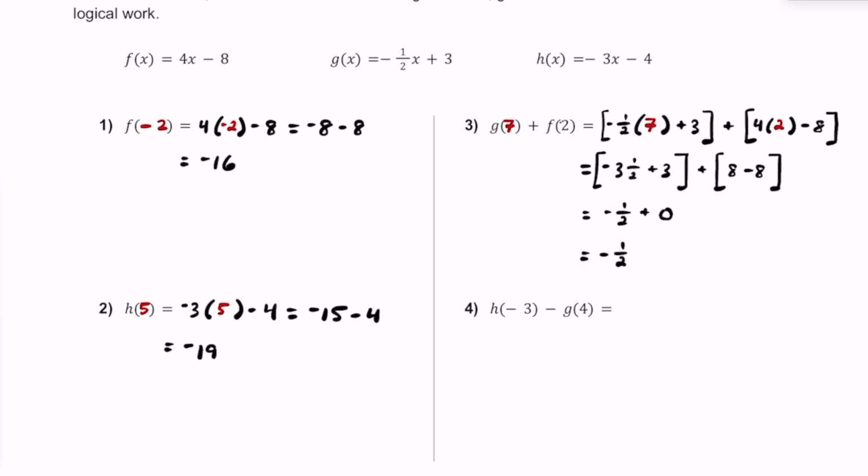Oh, I forgot to make this 2 over here red earlier, so I'll do that now. Here we're going to be using negative 3 for that h function and 4 for that g function, right? So let's plug that in for the h function. Let's see here.